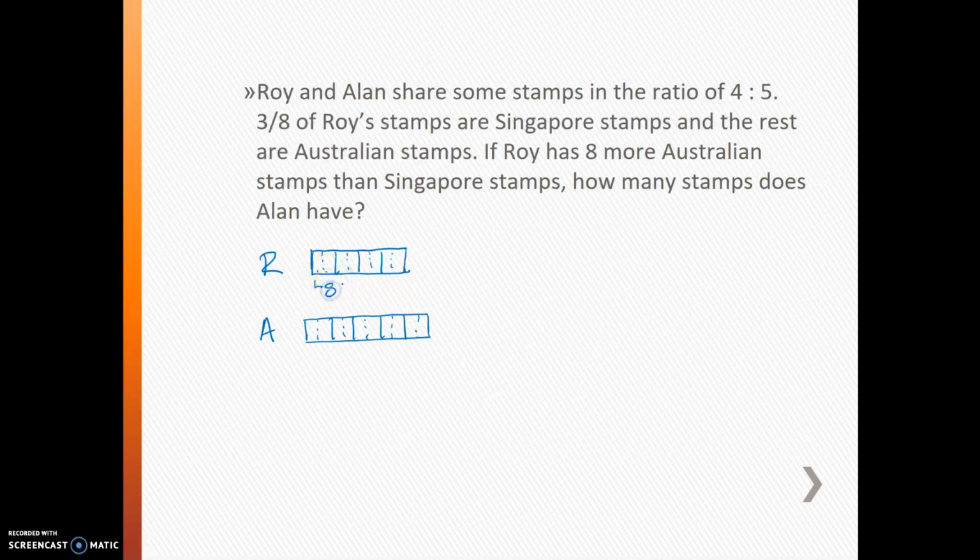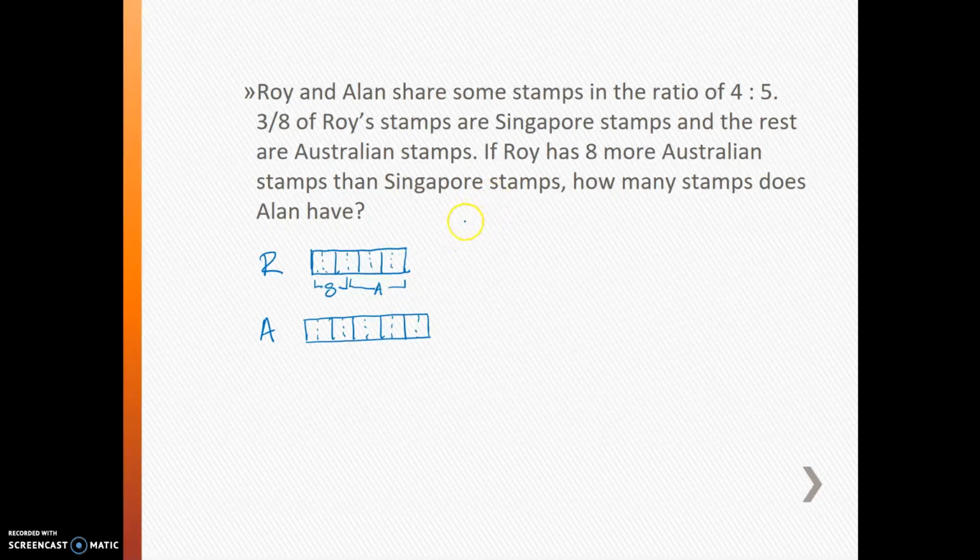I'm going to label those with an S. And let's see, the rest are Australian stamps, so I'm going to label those with an A. And it says, if Roy has 8 more Australian stamps than Singapore stamps, how many stamps does Alan have? Okay, so how many more units of Australian stamps does Roy have?